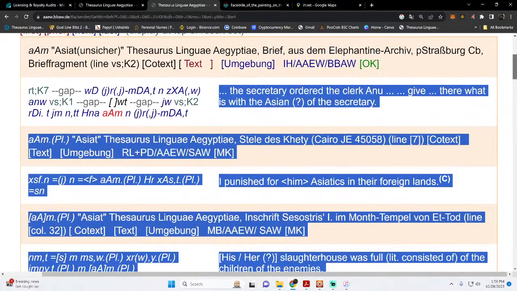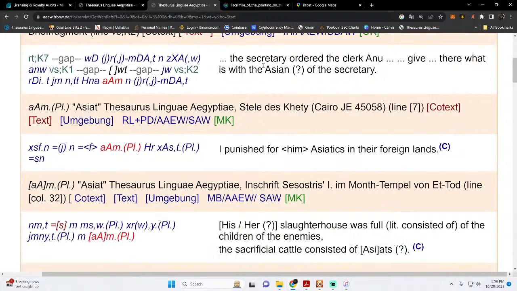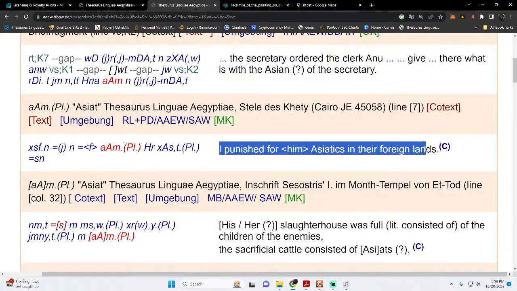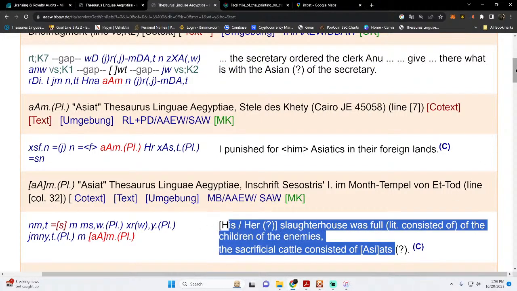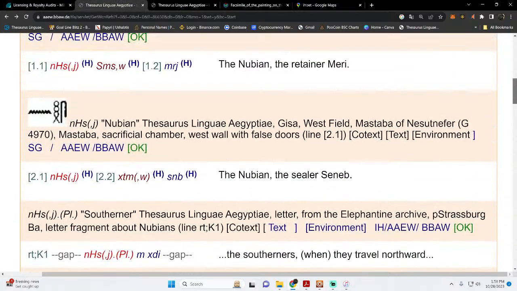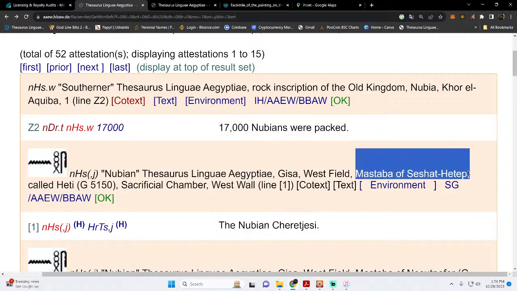I'm not limited to the TLA. I'm just showing you the quickest, useful way to show you a perspective. This is negative. This is negative. This is negative in reference to people from the East. When we go to Nubians, the first three attestations, the first is negative: 17,000 Nubians packed or captured. The rest are positive. The Nubian Sher Tessi, his name is written into a mastaba along with other royals.